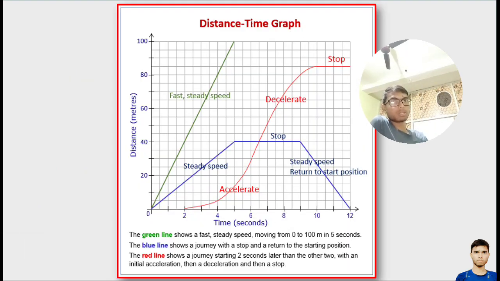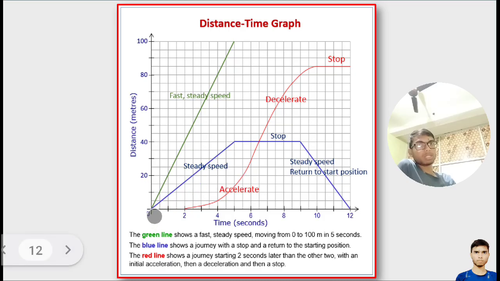Here you can see what is happening. This horizontal axis is the time and this vertical axis is the distance. It is a distance in meters and this is a time in seconds. From this you will get clarity. Let's see what is happening. This is a straight line. It is already uniform motion.